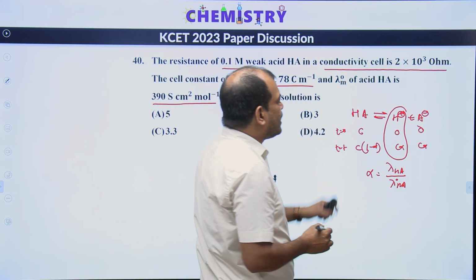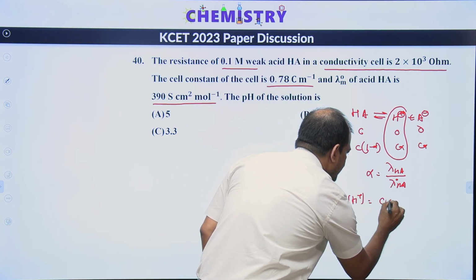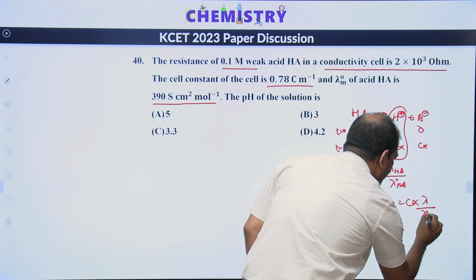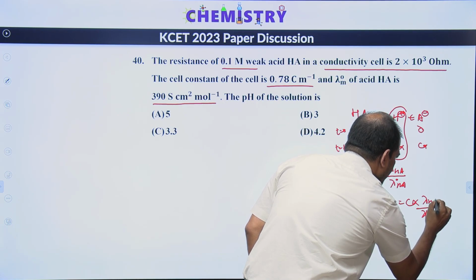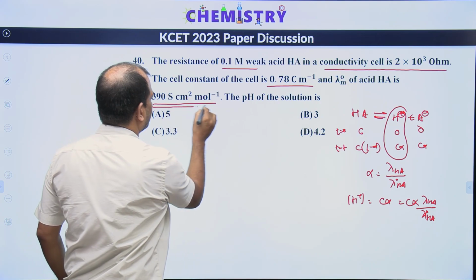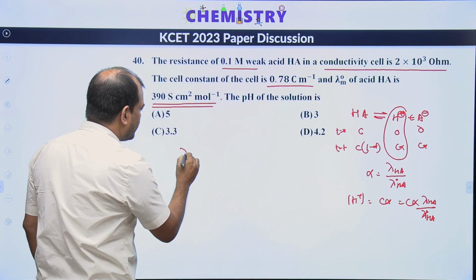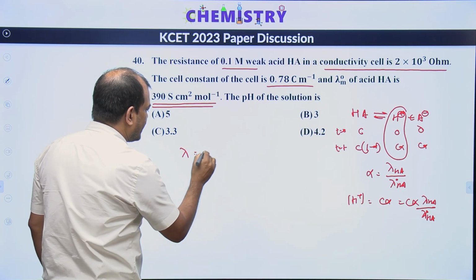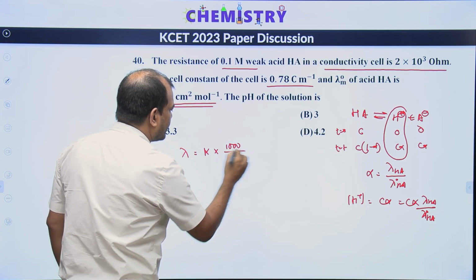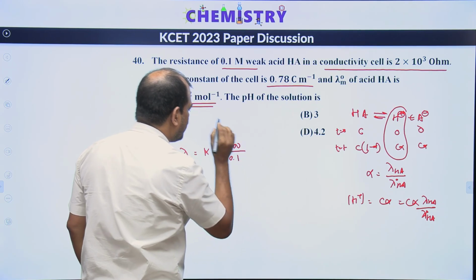That means you can easily find out the H plus ion concentration here, that is C alpha, which means C into lambda by lambda naught for HA. Lambda naught for HA is given to you. Then you need to find out lambda. What is the formula for lambda? Lambda, that means conductance, is equal to kappa into 1000 by concentration.